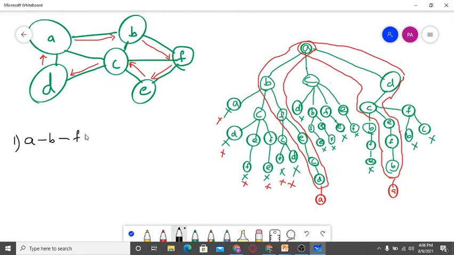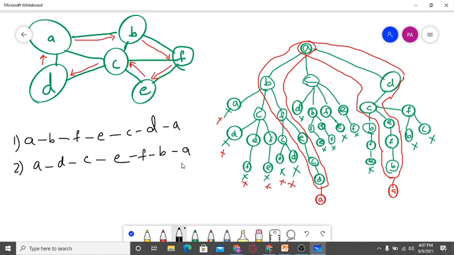F to E, from E to C, from C to D, from D to A last. Okay, next. Second one, starting from A, and it will be D, then it will be C, then it will be E, then F, B, and the last A.